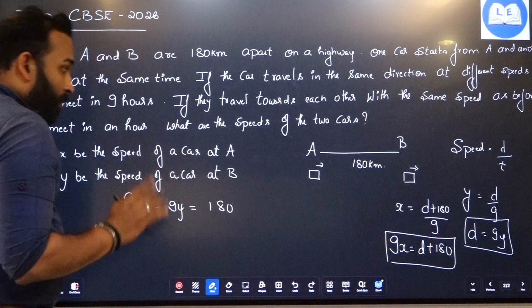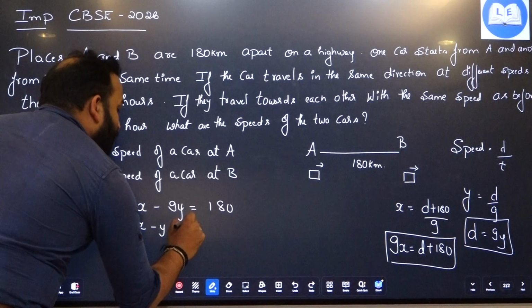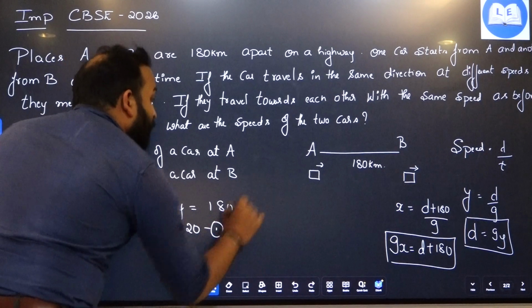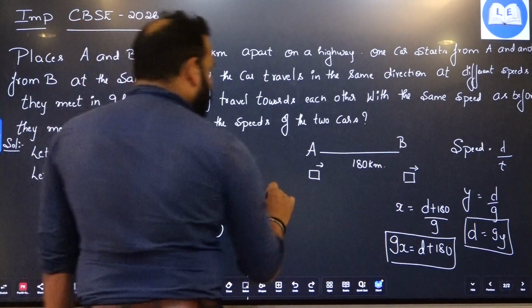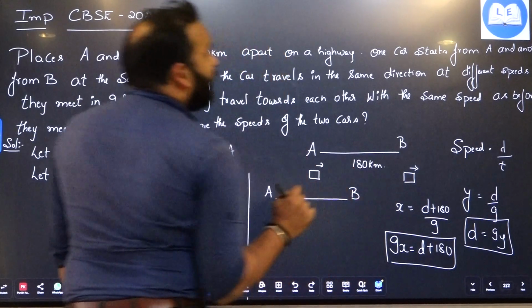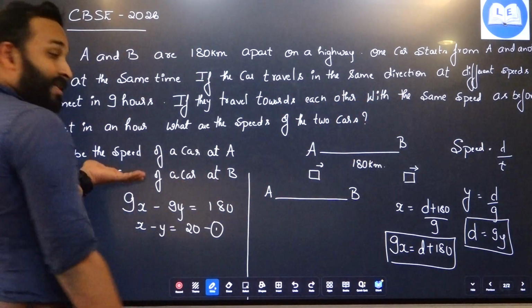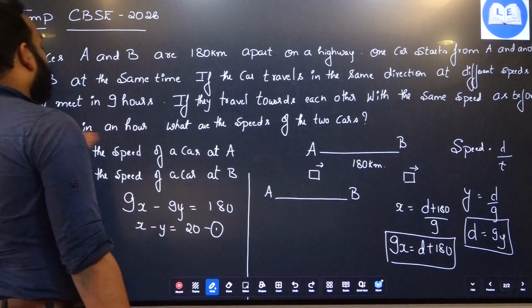Now, you got your first equation. Divide throughout by 9, you get x minus y is equal to 20. This is your first equation. Next children, we have one more case. Both are moving towards each other. In the next case, if they travel towards each other with the same speeds as before, that is x and y, they meet in 1 hour.